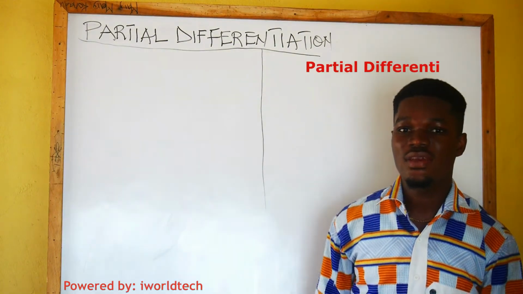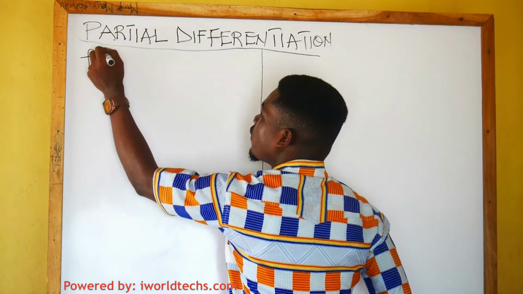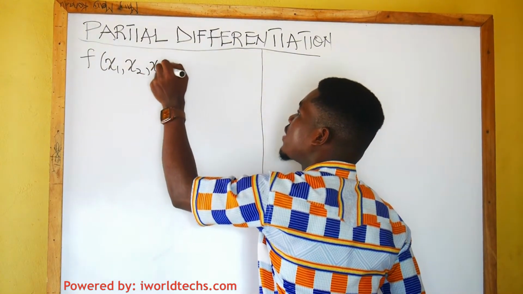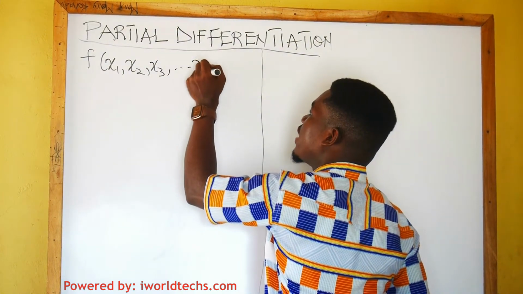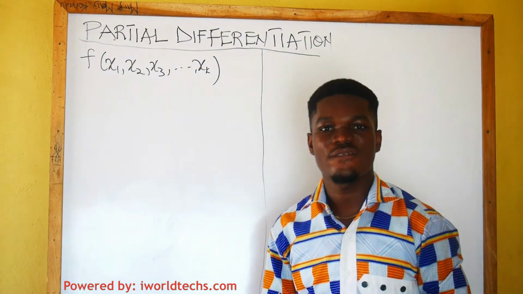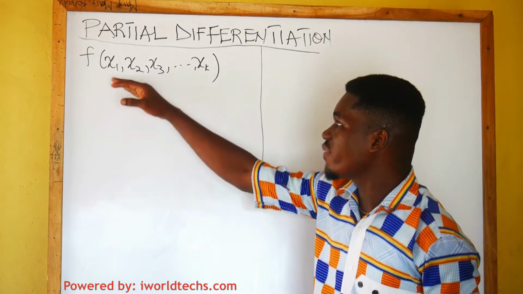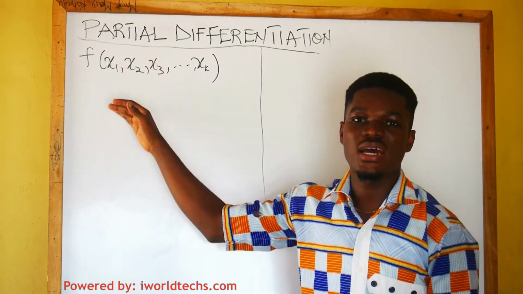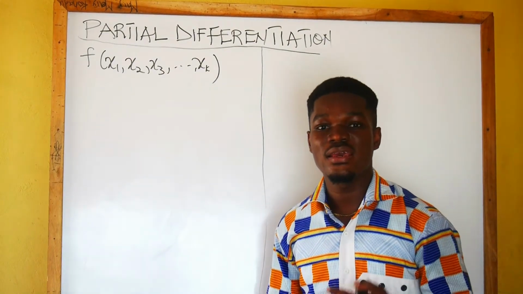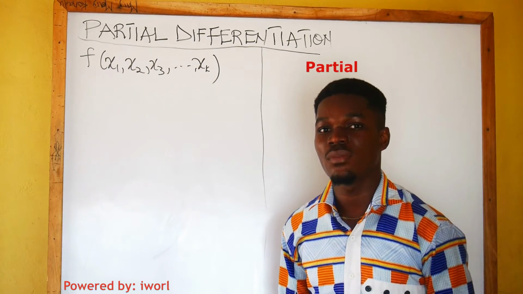So when you're given a multivariate function, say f of x1, x2, x3 up to xk. When we say multivariate function, that is a function of several independent variables. So when you have this function, you can find the partial derivatives of this function with respect to each of the independent variables, with the idea of holding the other variables constant.